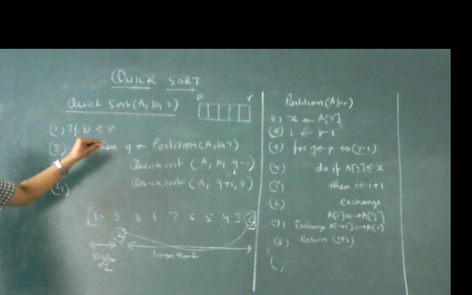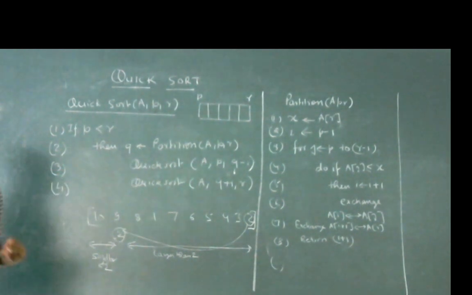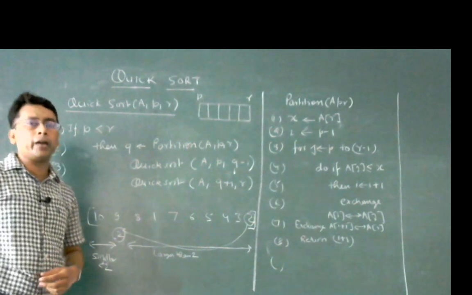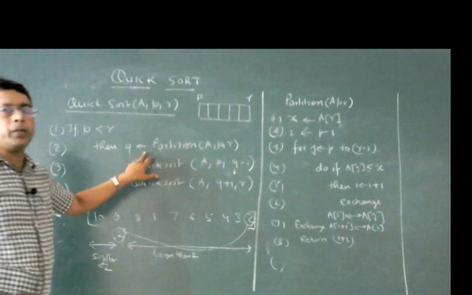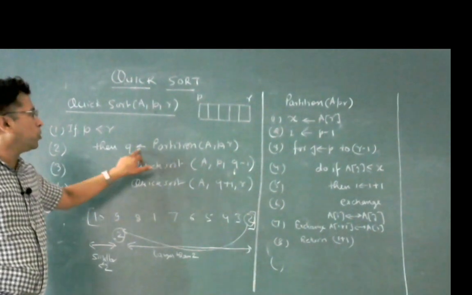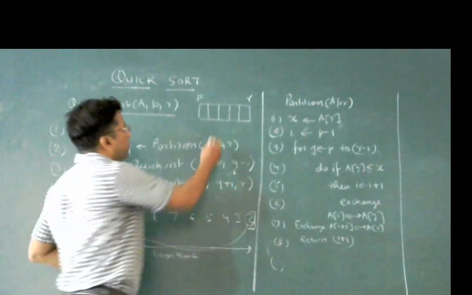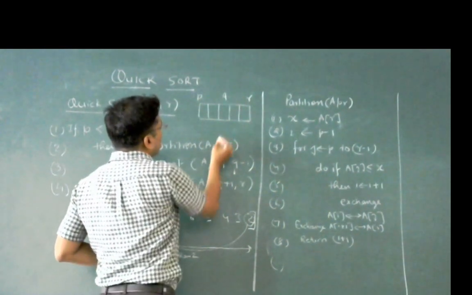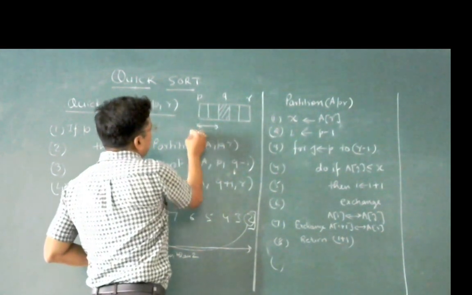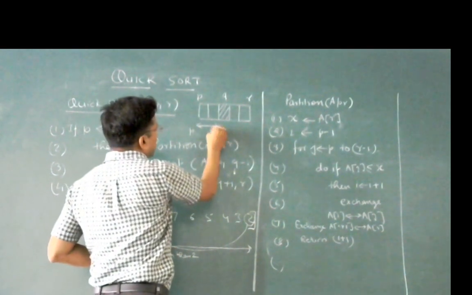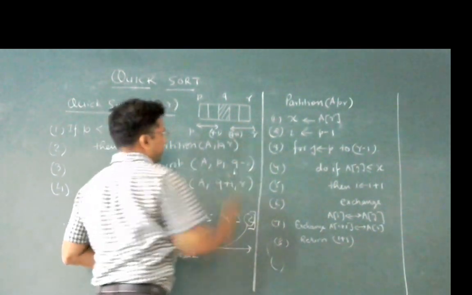Here we are initializing an array which starts with index P and ends with index R, and we are partitioning this array. Suppose we decide Q as the pivot element here, then this array will partition into two parts, A P to Q minus 1. Suppose this is the position number Q. So this side will be P to Q minus 1, and this side would be Q plus 1 to R.